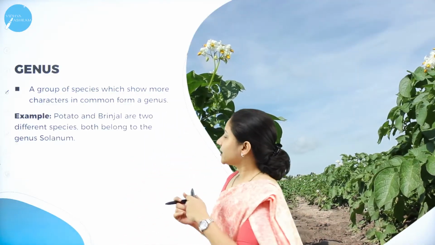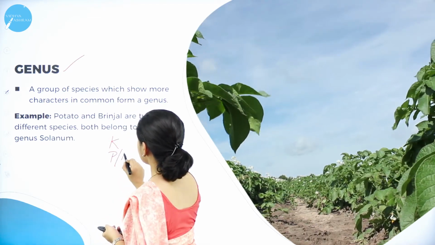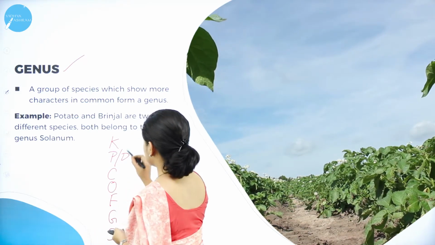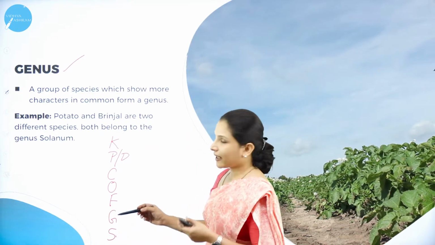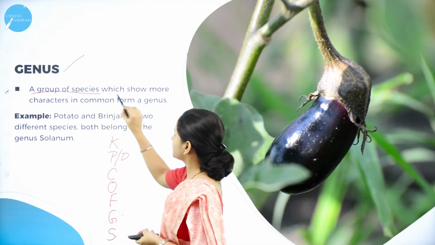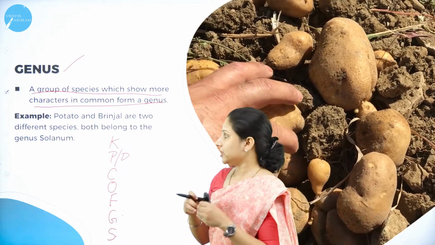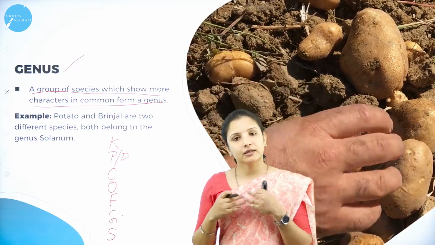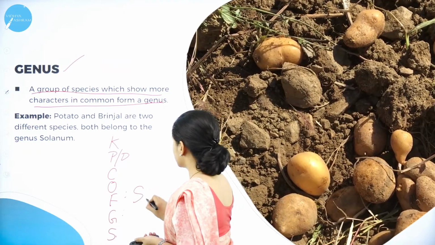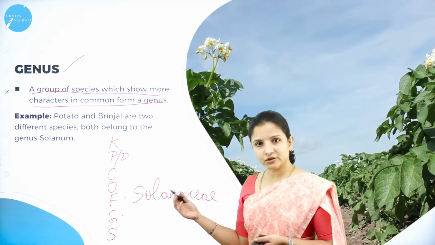After the family, it comes to genus. So we have kingdom, phylum or division, class, order, family, genus, and then comes the species. All the species that look morphologically similar are put under the genus. So a group of species which show more characters in common are clubbed together to form a genus. For example, potato and brinjal are two different species. They belong to the family Solanaceae.